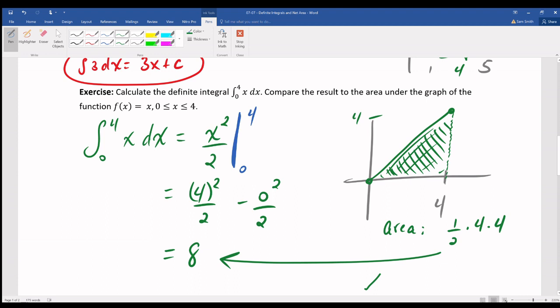And so what we're going to do in the next video is introduce a theorem given the grand and well-earned name of the fundamental theorem of calculus, which makes this relationship concrete.